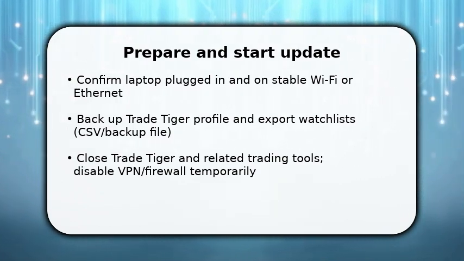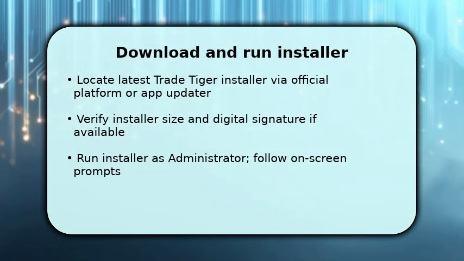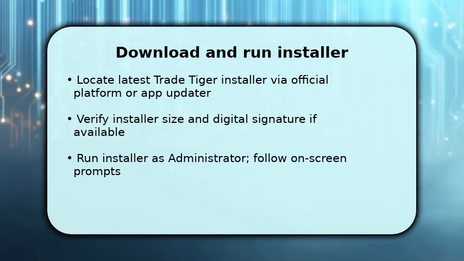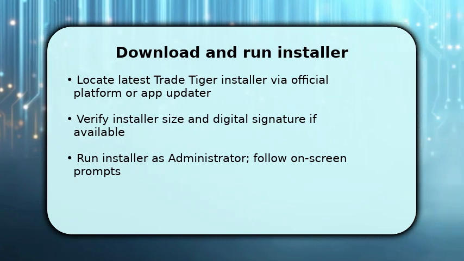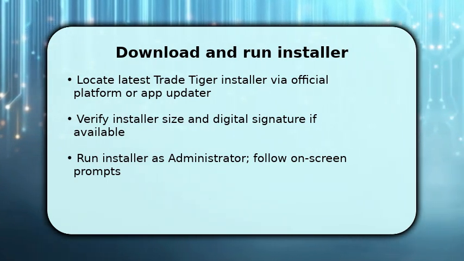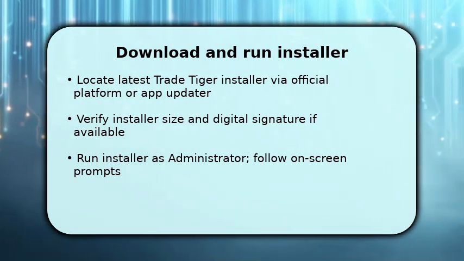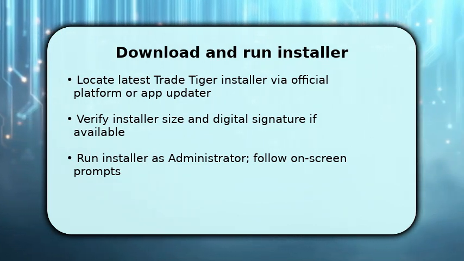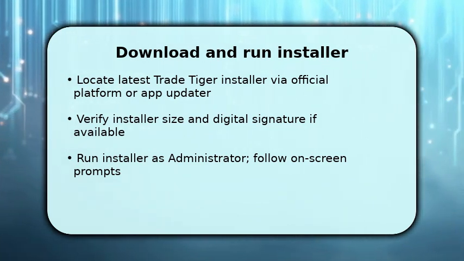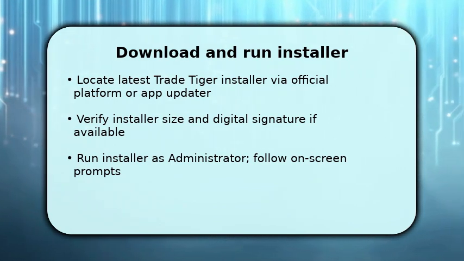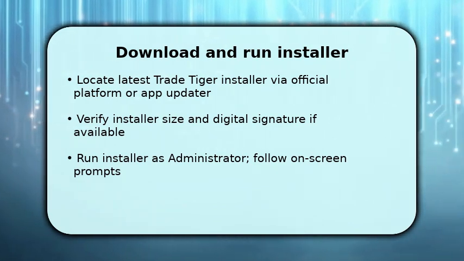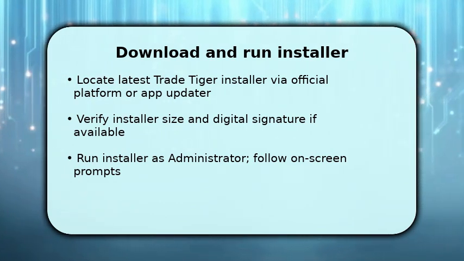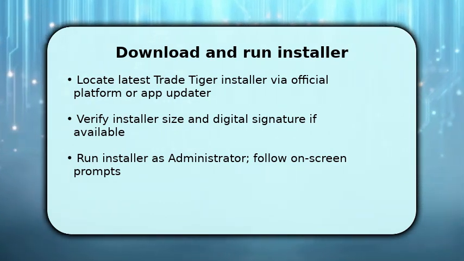You next fetch the official installer, use the app's updater or the platform's download option, and confirm you grabbed the latest package. Make sure the file size matches expected values and check the digital signature if offered, because that prevents corrupted or malicious files. Then right-click and run the installer as administrator, accept permissions and follow prompts. During installation, watch for optional components and choose to keep your existing data unless you want a clean install.